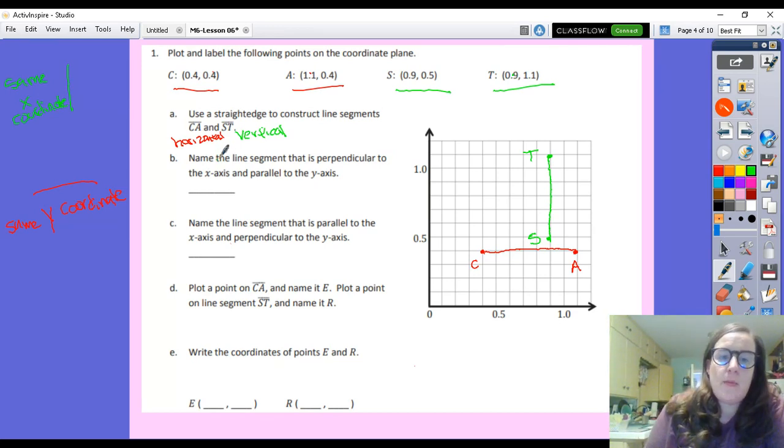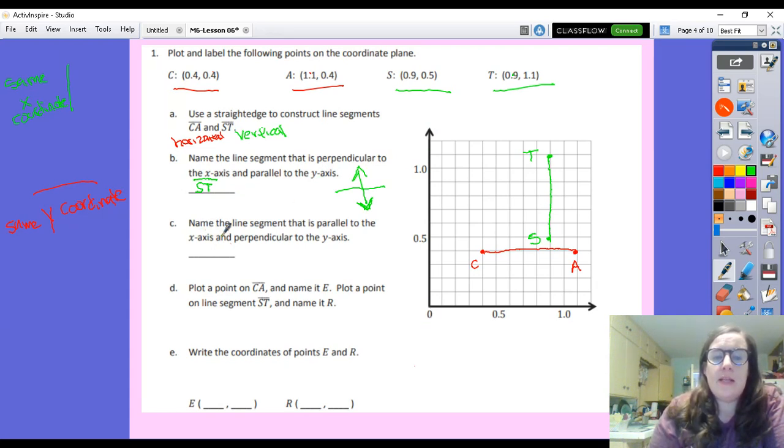Now they want us to name the line segment that is perpendicular to the x-axis. So if my x-axis is here, perpendicular means I'm looking for a line that is traveling vertically. The line that's vertical here is ST. So I would write ST and then do the line over it because that's the line segment. Oh, and it's supposed to be parallel to the y-axis. Well, my y-axis is vertical.